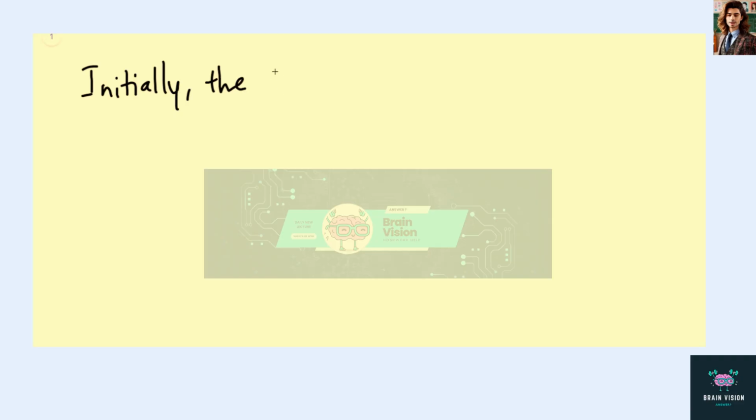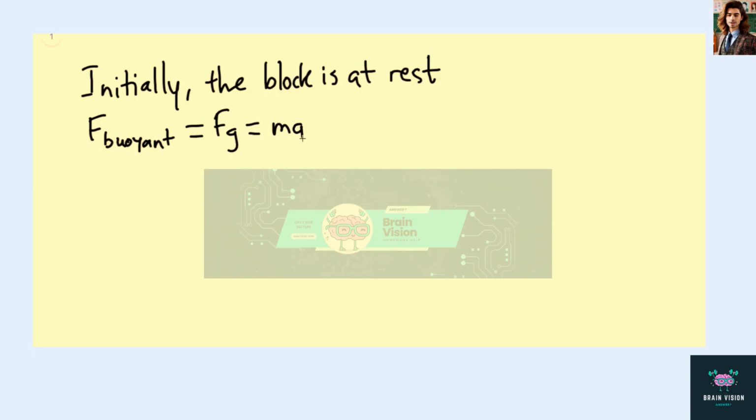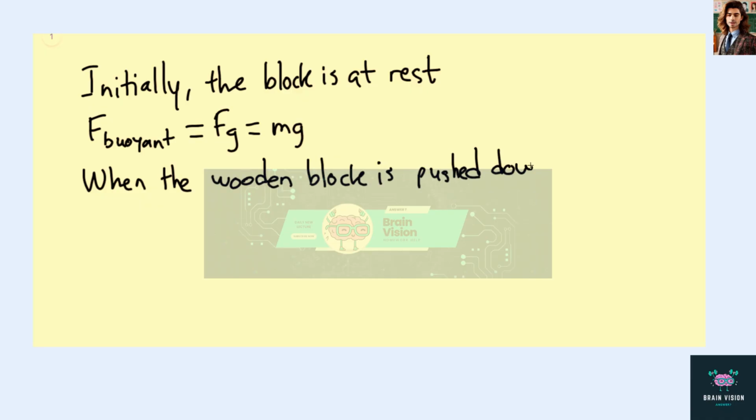So we know friction is going to be ignored, and we know that initially the block is at rest, which means that here the buoyant force would be equal to the force of gravity, which is equal to the mass times gravity. So when the wooden block is pushed down, there's an extra force, which would in this case be the net force.